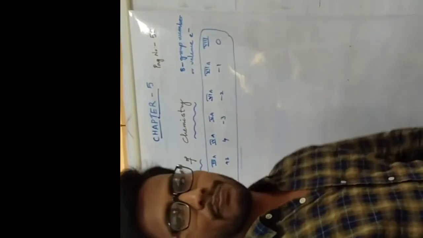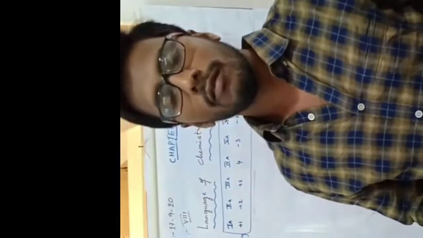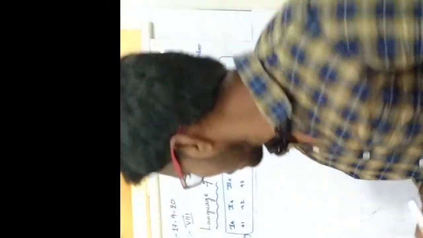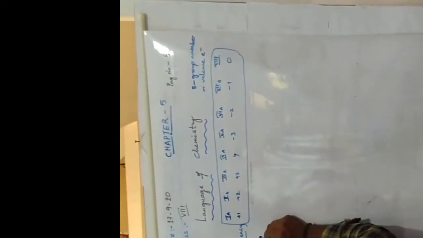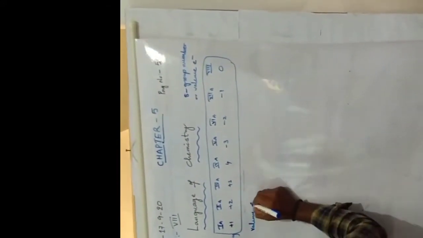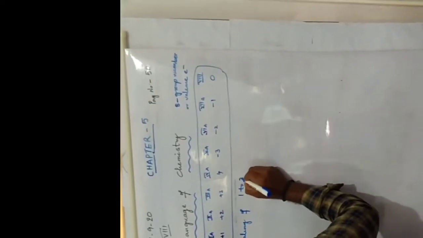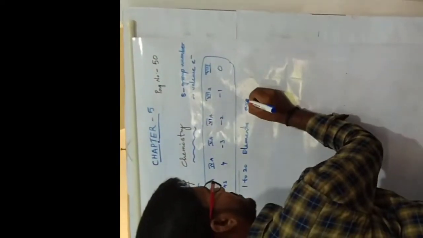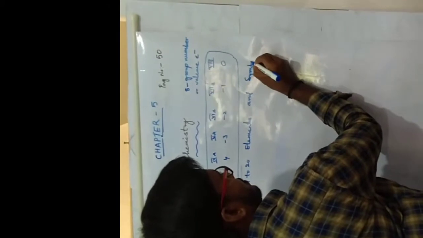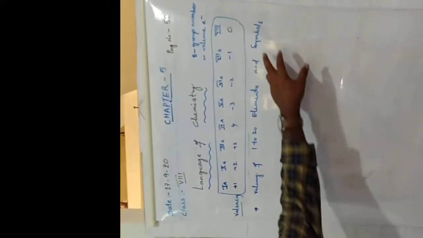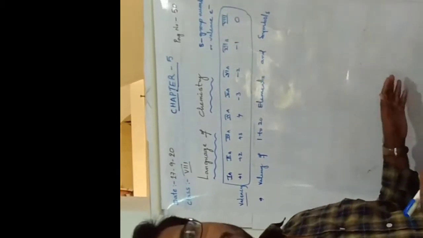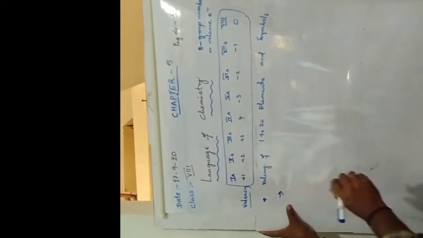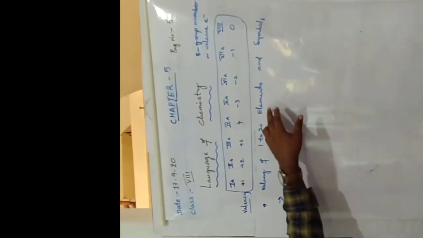So in this session we are going to discuss the valency and symbols of elements 1 to 20 in the periodic table. Already you know the symbols of elements, like hydrogen H, which we discussed in the previous session for elements 1 to 10. In this video we discuss up to 20 elements. So, valency of 1 to 20 elements.